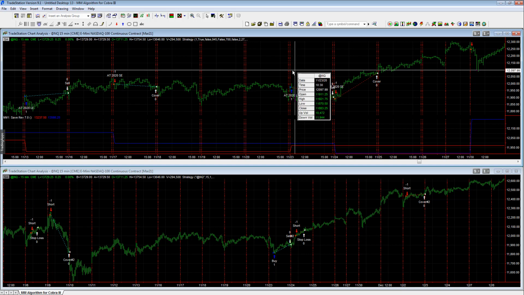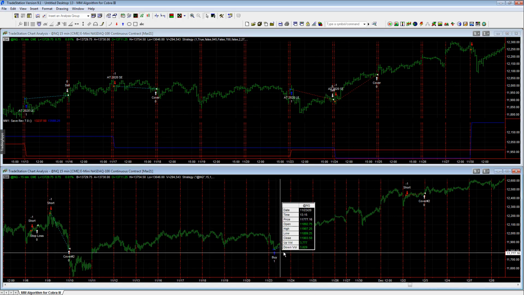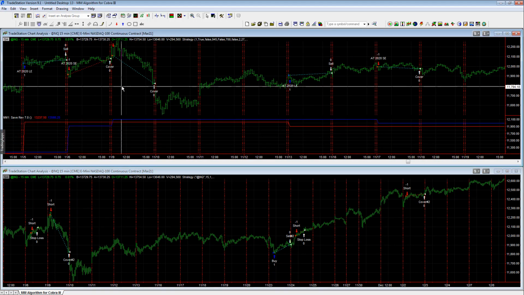So here is an example. 11.23. Instead of getting in here, you get in down here. And so you get that bottom in this case. On 11.9, let's scroll back to 11.9. You see this trade right here?